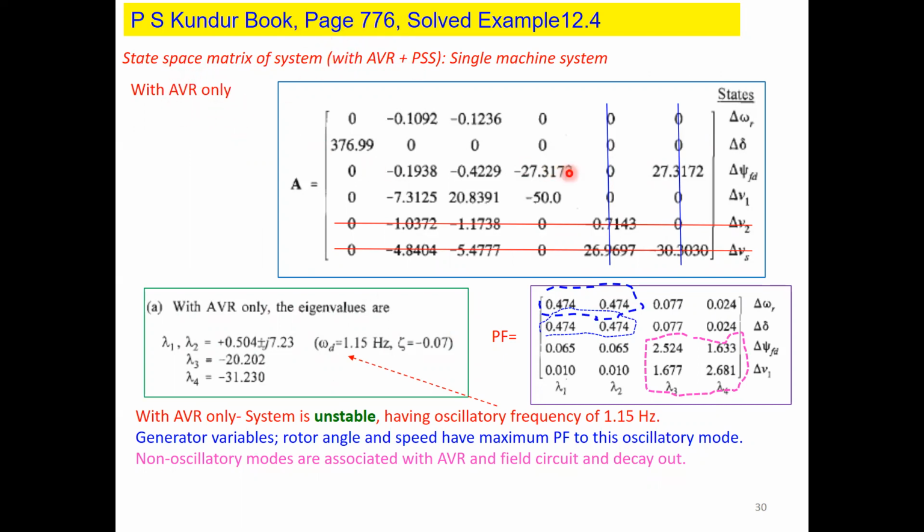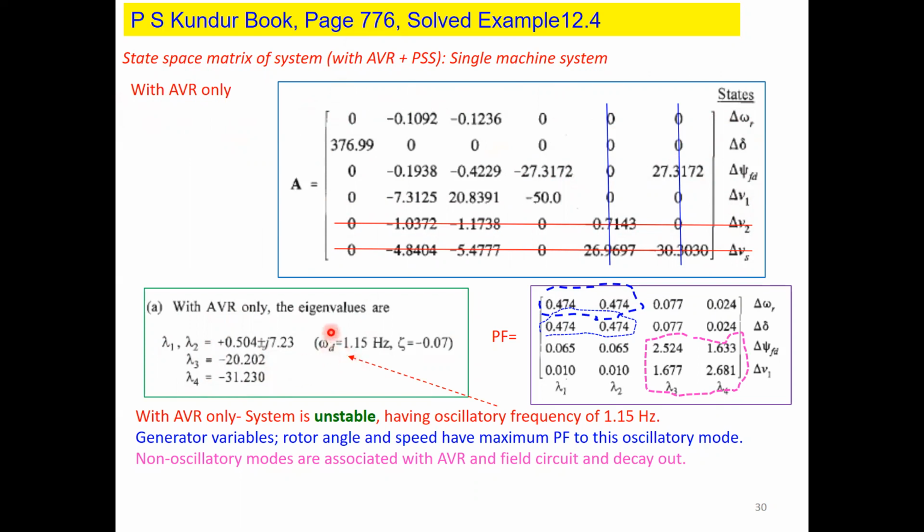With the AVR, the last two rows and the last two columns are not here when we consider it without PSS. So this is the matrix which we have only with the AVR. It becomes a 4x4 matrix, with 4 states. And what you find from the eigenvalues is that we have two complex eigenvalues and two real eigenvalues.